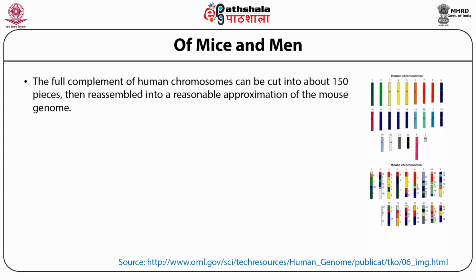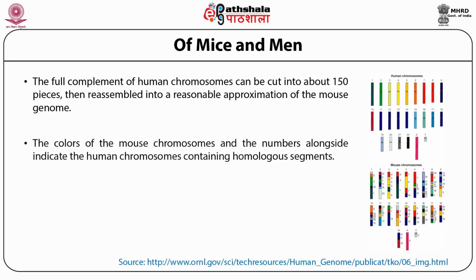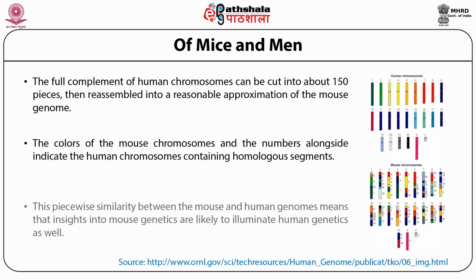You can see that the full complement of the human chromosomes can be cut into 150 pieces and then reassembled into a reasonable approximation of the mouse genome. The color of the mouse chromosome and the number alongside indicate the human chromosome containing homologous segments. This pairwise similarity between the mouse and human genomes means that insights into mouse genetics are likely to illuminate human genetics as well. So it means that in comparative genomics, the human and mouse sequences are highly comparable with each other.